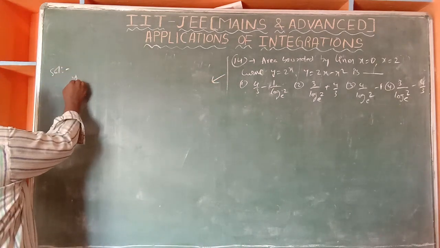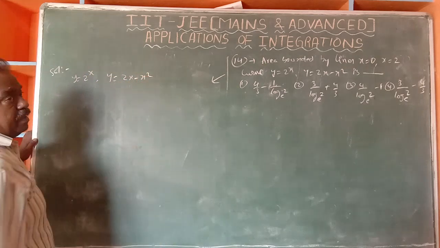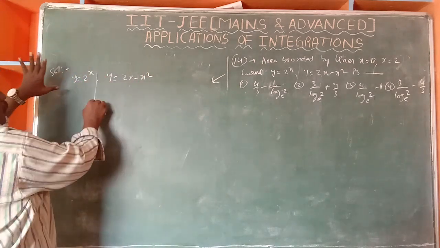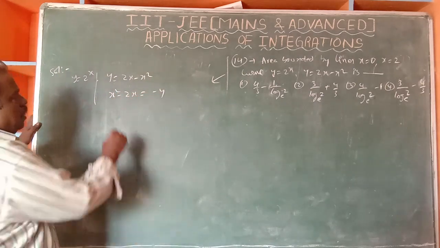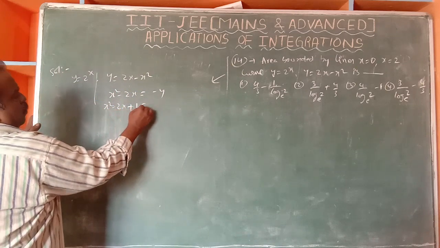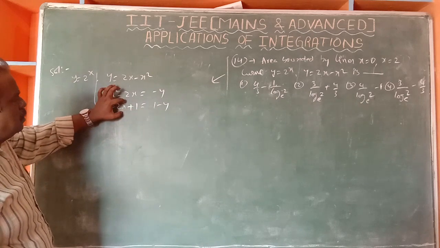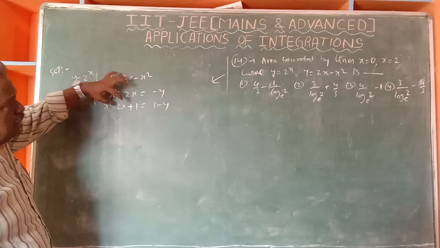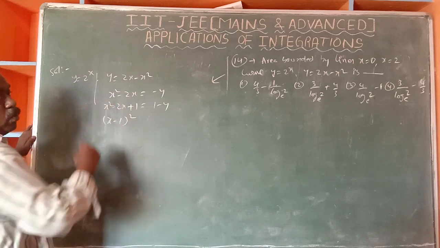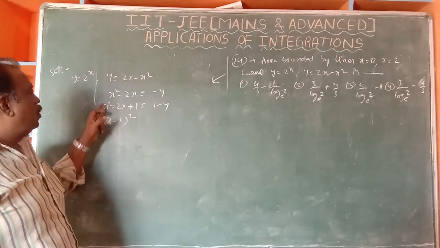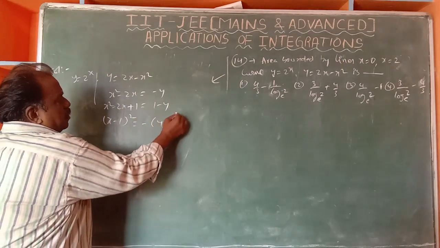We are given the curves y = 2^x and y = 2x - x². Let us change the second curve: x² - 2x = -y. Adding 1 on both sides, x² - 2x + 1 = 1 - y. Why? Because in order to complete the square, it is (x - 1)² = -(y - 1).